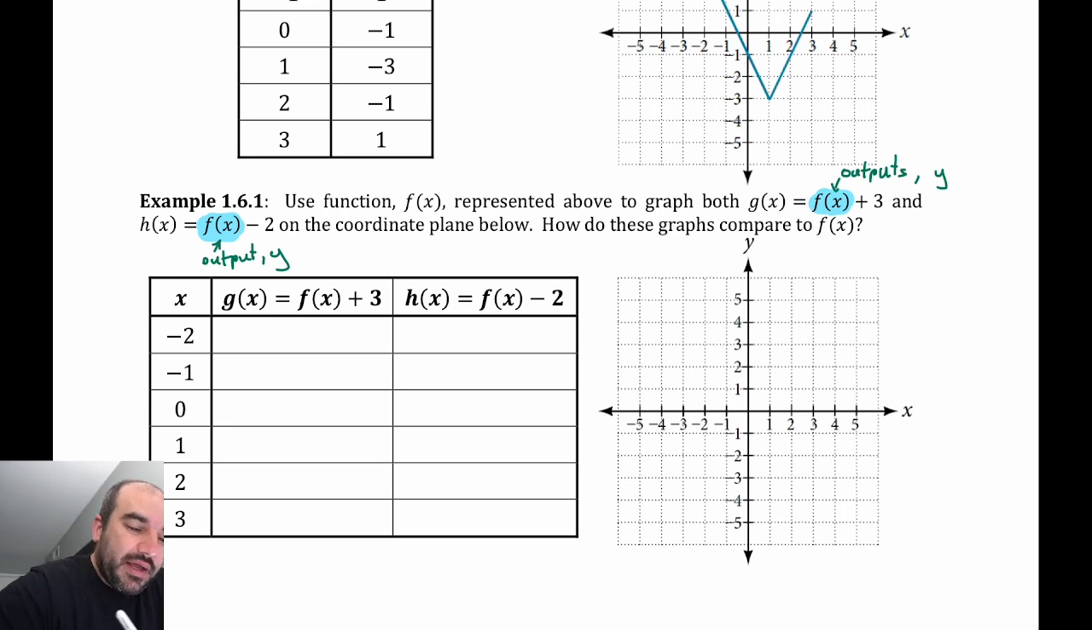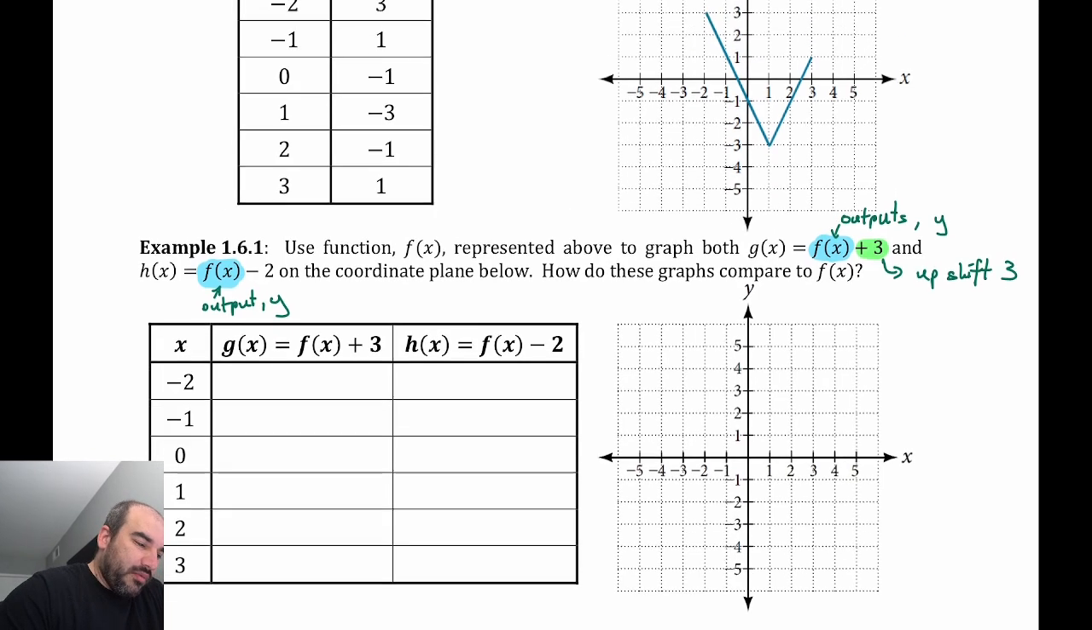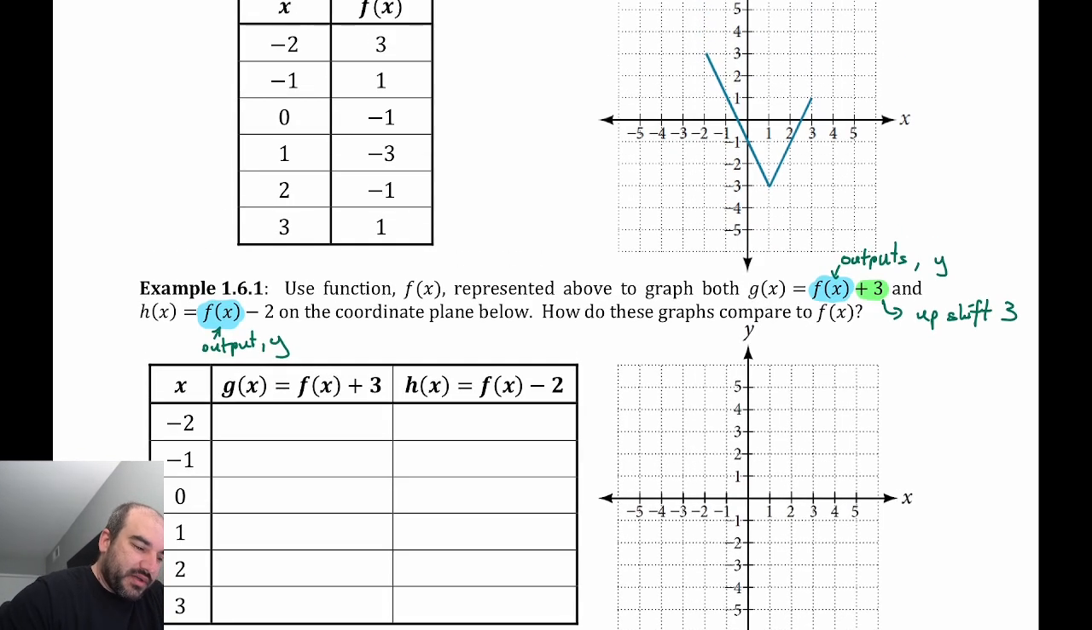So what's happening here is we're adding 3 to the y value of a function, right? So if you add 3 to the y value it's going to affect our graph up and down. So it's going to shift our graph up and down, and adding 3 to all of the y values would shift our graph up. So this plus 3 you can identify as an up shift of 3, or a shift up of 3. And we'll see that in the table here when we start doing this.